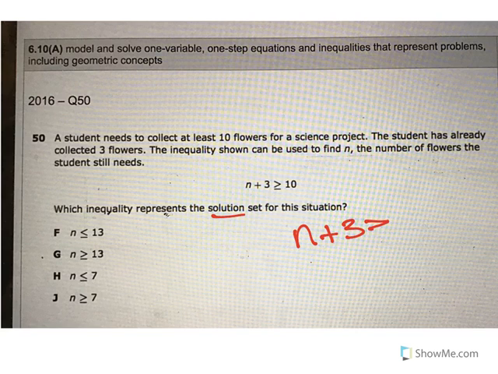N plus 3 is greater than or equal to 10. So I need to isolate the variable. So what am I doing to the n? I'm adding 3. The inverse of adding 3 is subtracting 3. That cancels out, zeroes out.